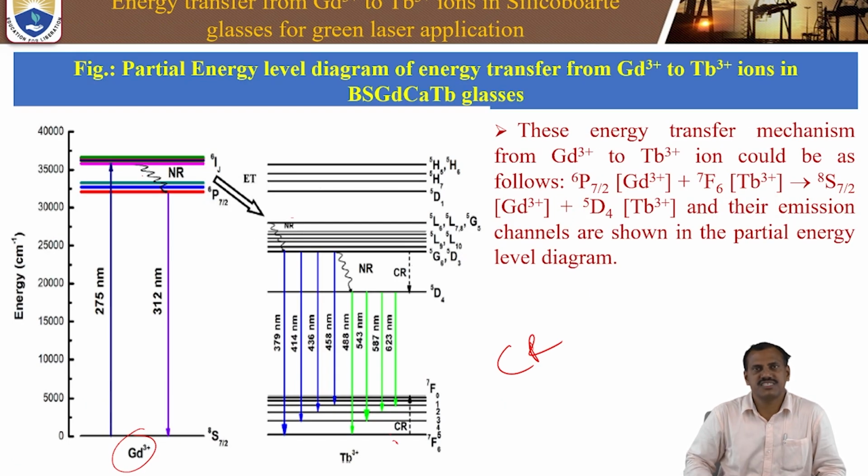Through the energy transfer mechanism also, we are measuring the emission channels of the blue and the green. In particular, at 543 nanometers we get an intense and strong emission. That is mainly useful for green laser applications.